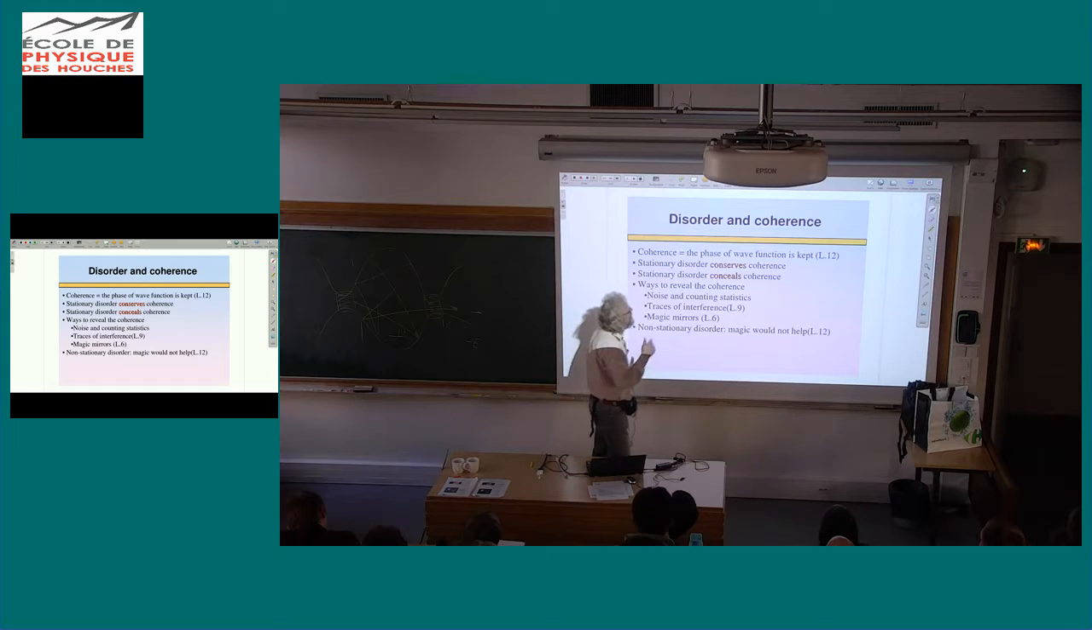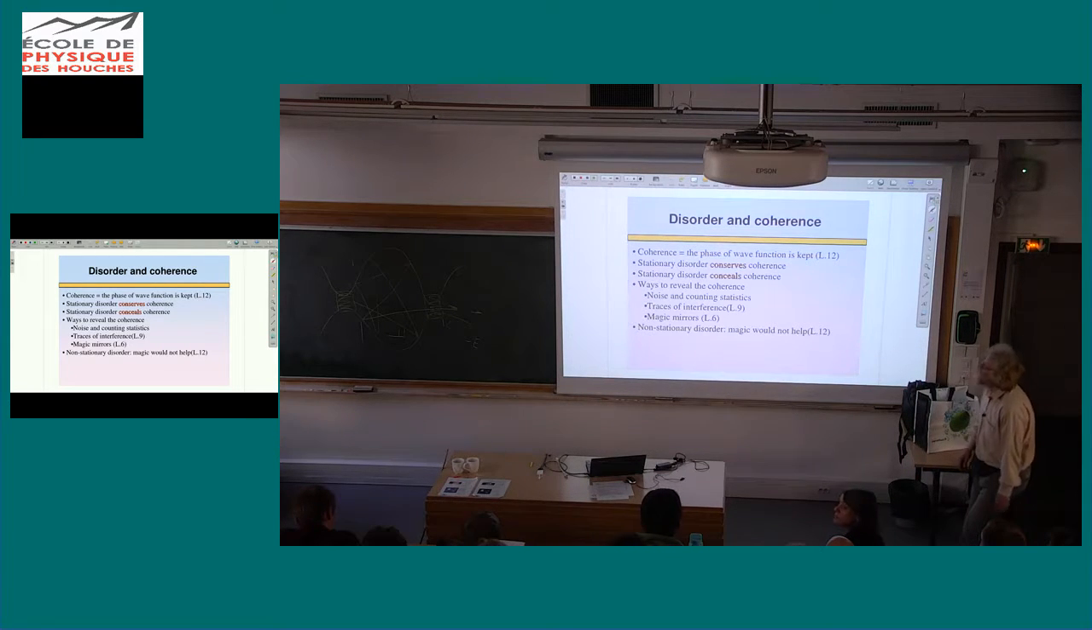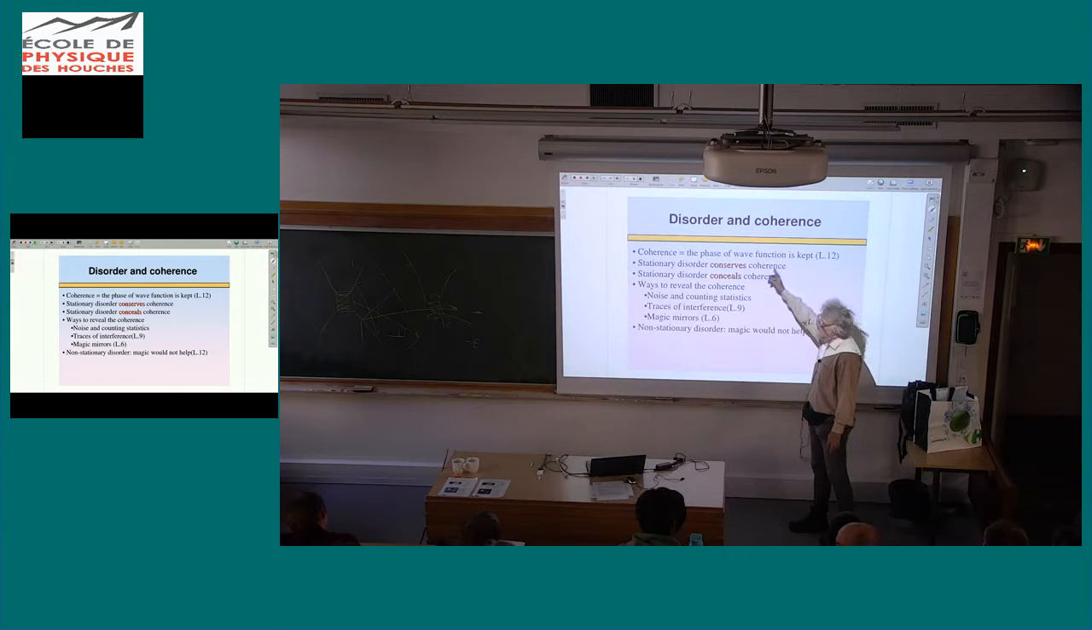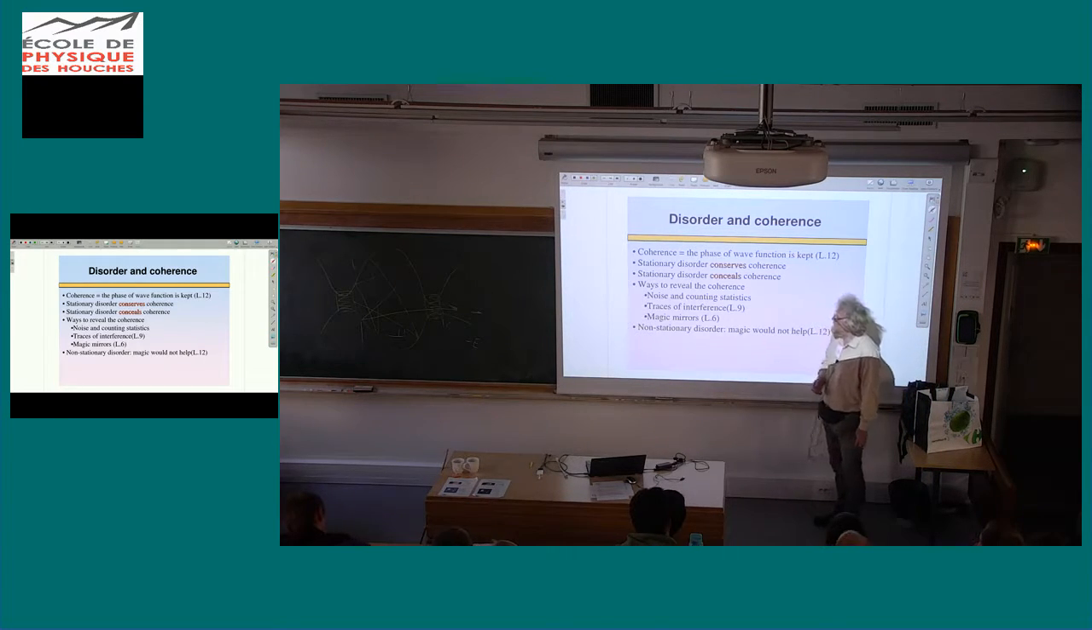First of all, to give some motivation, basically it's a repetition of what I told. Disorder and coherence. Coherence is a property of a quantum wave to be a wave. So the phase of the wave function is kept. Many channel systems are disordered by virtue. There are imperfections, there are random phase shifts I talked about. But the wave pattern is still a wave pattern. Only it becomes very complex. So disorder, in fact, conceals coherence. Conceals interference effects in quantum transport. Okay, there are ways to reveal the coherence.